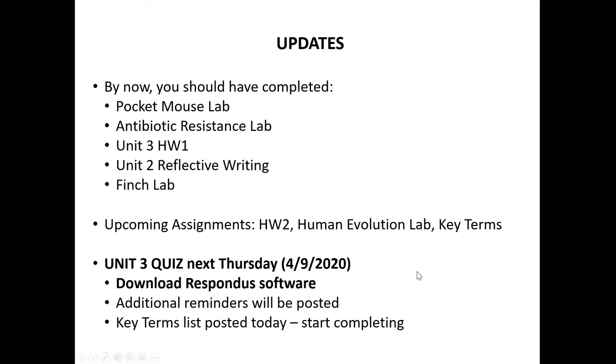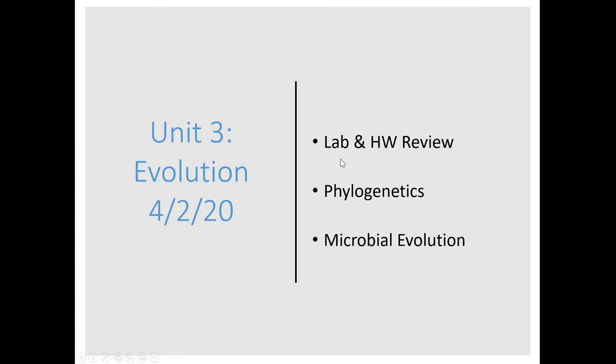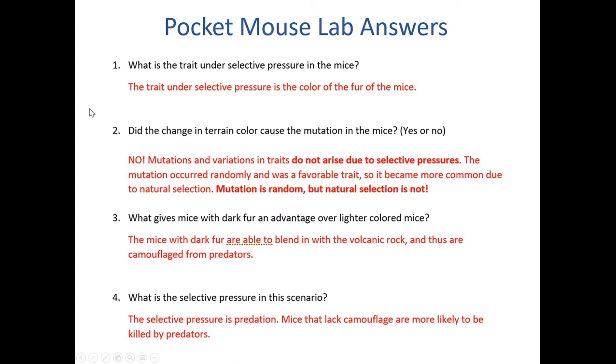Okay, so for today, what we're going to cover: first I'm going to review the lab assignments and the homework that we've done so far. Just go over those answers, tell you basically why the right answers are right and why some of the other answers are wrong. I'm going to dive a little further into phylogenetics, and then we're going to talk a little about microbial evolution and some really interesting details in that regard.